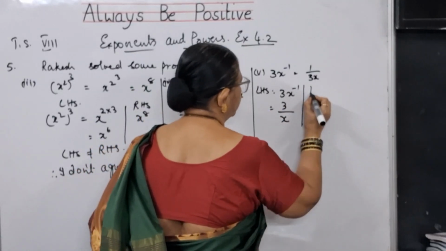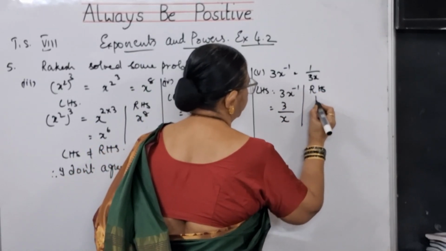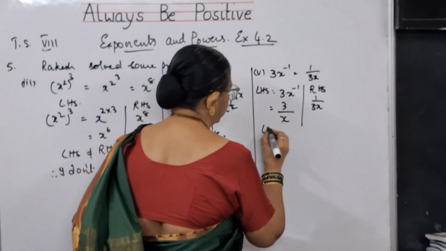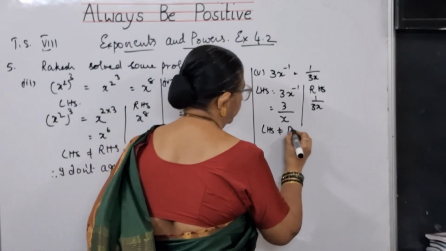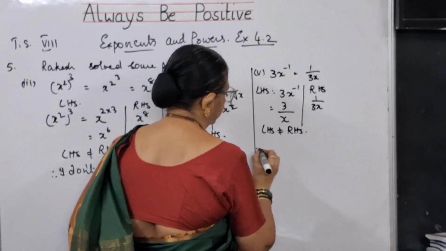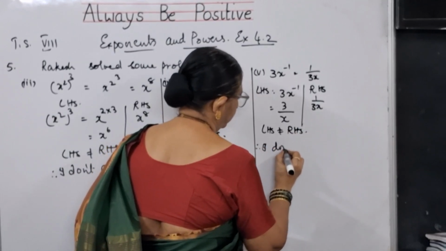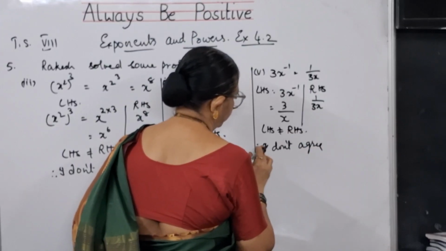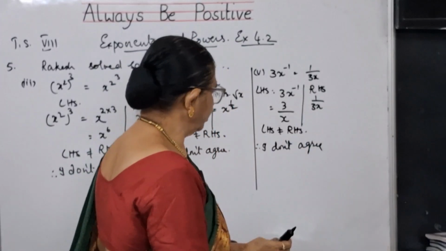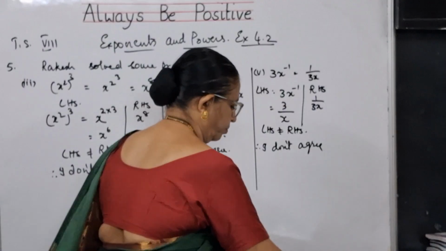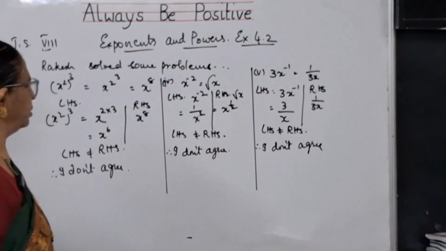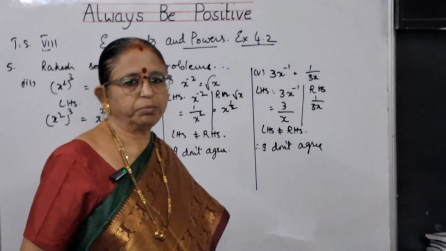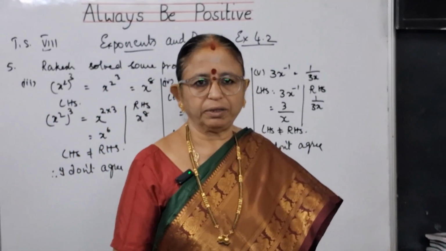Now what is RHS they have given? 1 by 3x. 3 by x is not equal to 1 by 3x. So LHS is not equal to RHS. Therefore, I don't agree. So this is not possible, children. Please copy it. With this, I am concluding my topic. Remaining, I will do it in the next class.